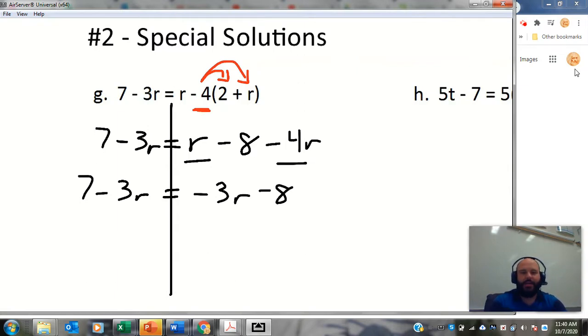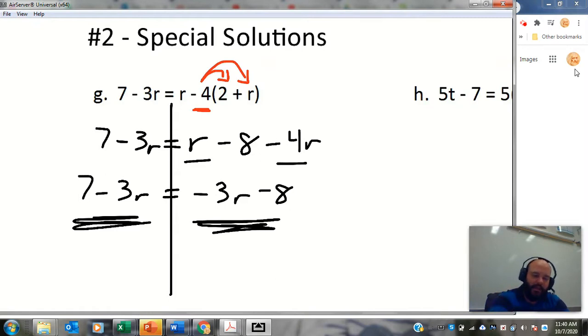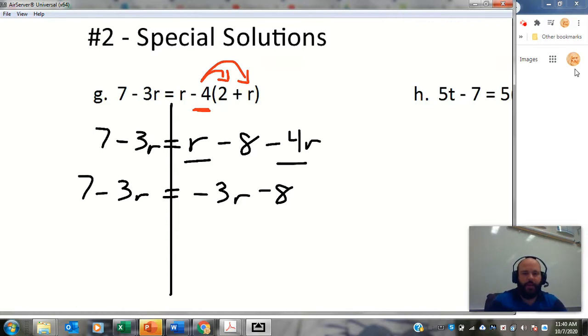Okay, so we combined our like terms. So now if you look at the left-hand side, that's as simplified as it can get. And then if you look at the right-hand side, that is also as simplified as it can get. So once we've simplified the left and the right-hand side, now we can proceed to move all the variables over. It really doesn't matter in this case which one we're going to do. So I think I'm going to add 3r here, and I'm going to add 3r here.